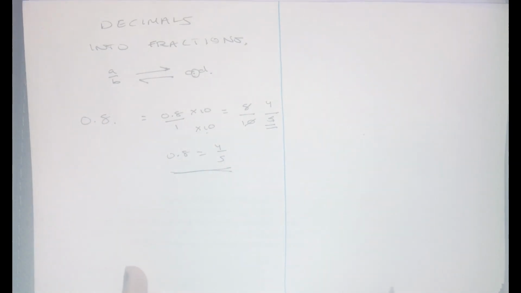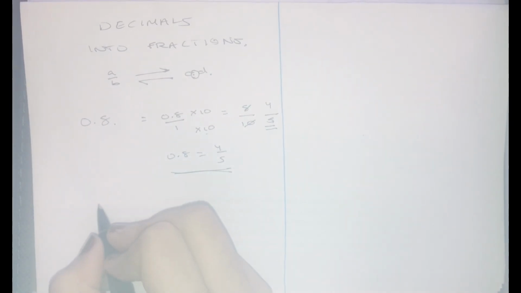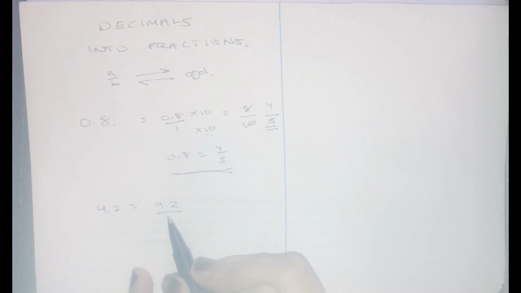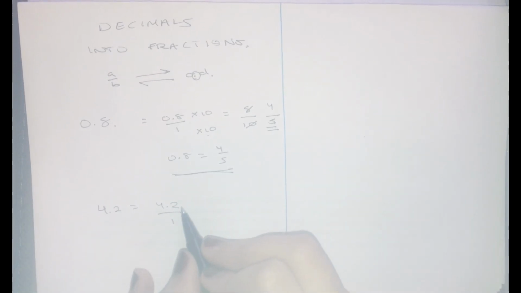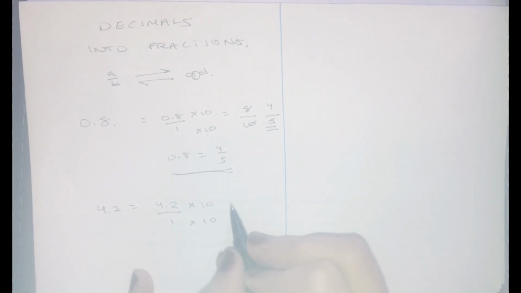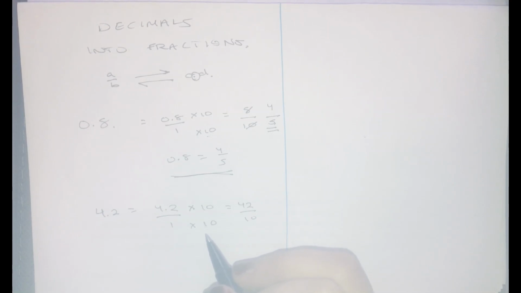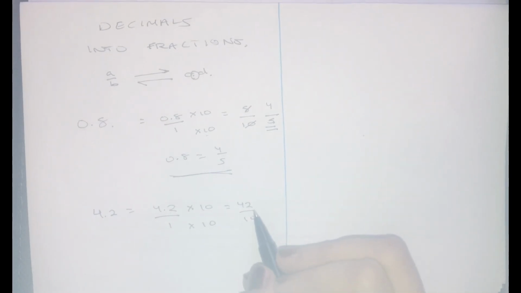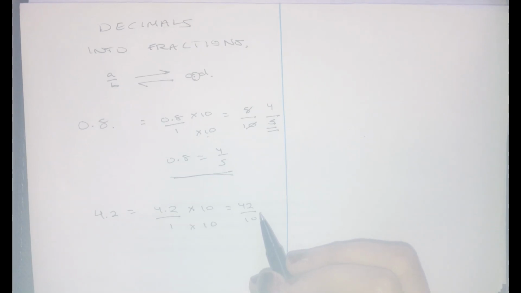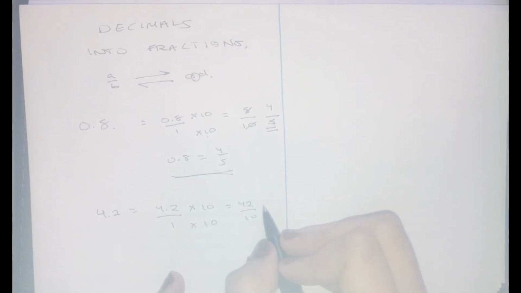Now we go to our next example, that is 4.2. 4.2 is the same as 4.2 over 1, as I told you before, and then you multiply it by a number to move the decimal point towards the right. Again, because there's one digit after the decimal point, you just multiply by 10 on top and 10 on the bottom. Now you have 42 over 10, because 4.2 times 10 is 42, and 1 times 10 is 10. You simplify it further, you'll get 21 over 5.